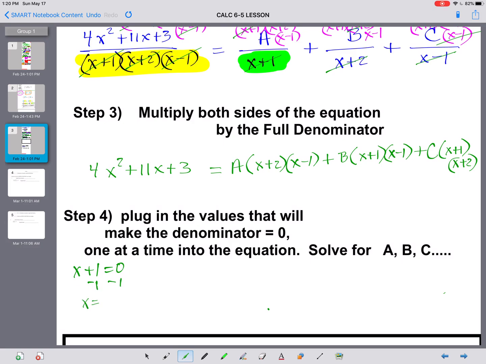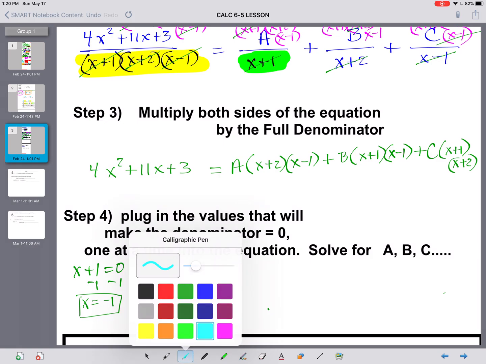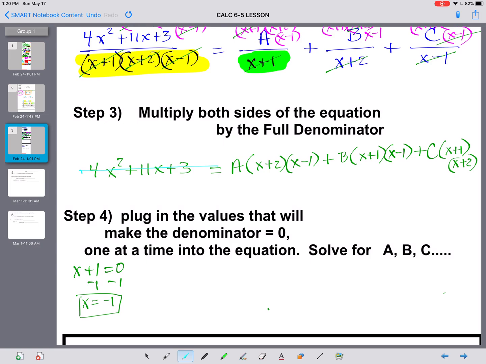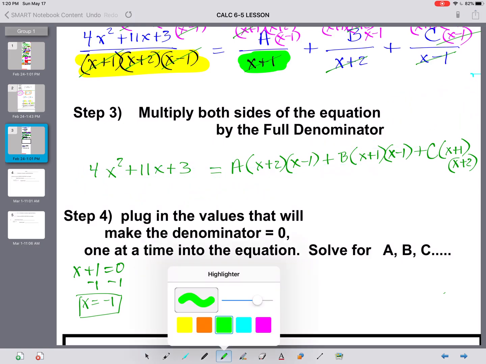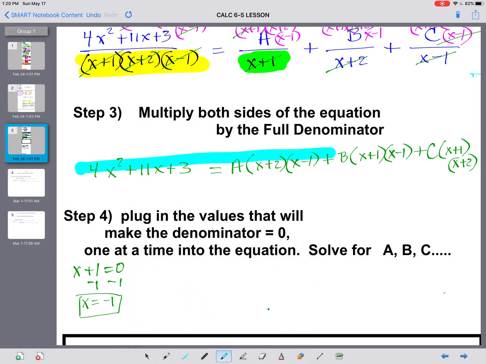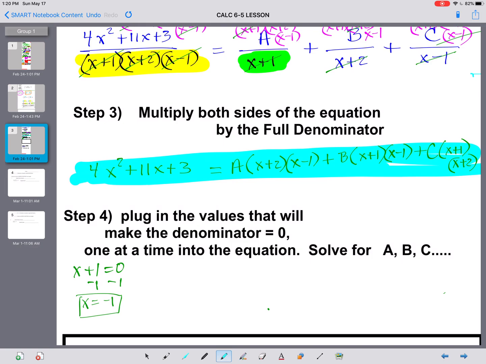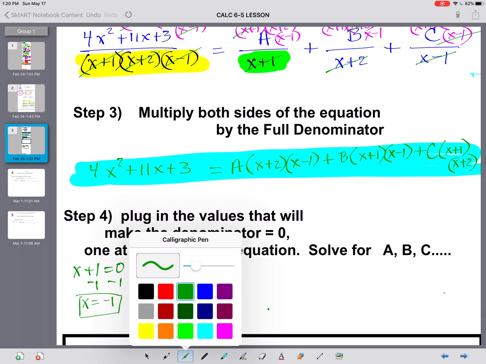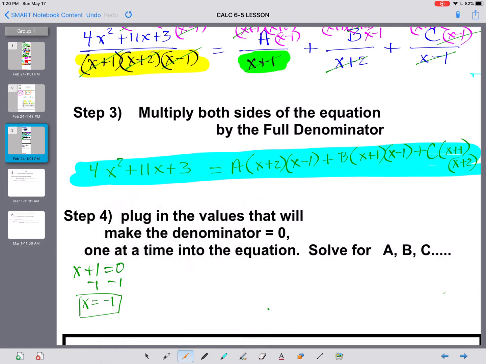Good. X equals negative 1. Now, let's plug that into this equation. We're plugging it into this equation. Let's get a blue highlighter. Okay, this is the one we're plugging it into. Let's plug it in right here.